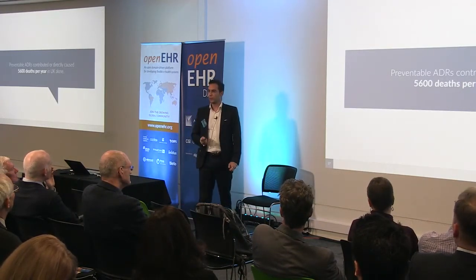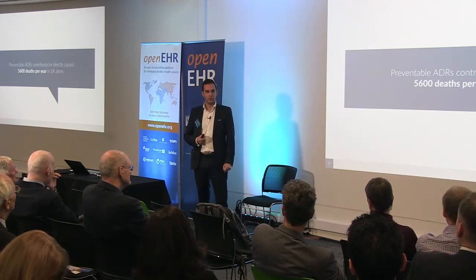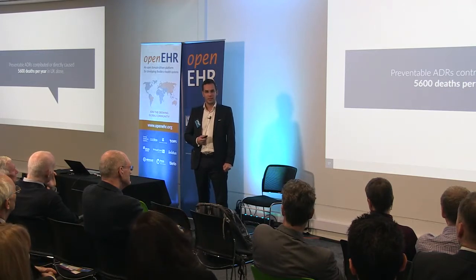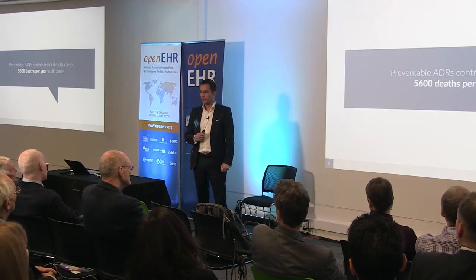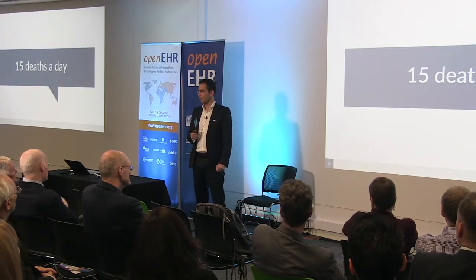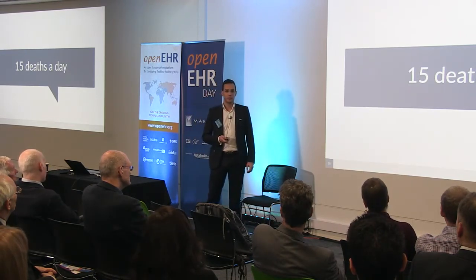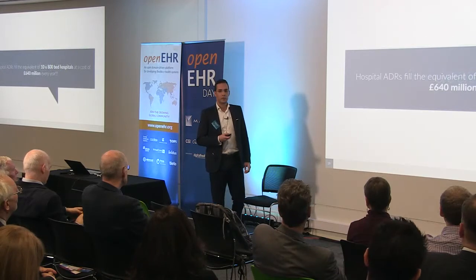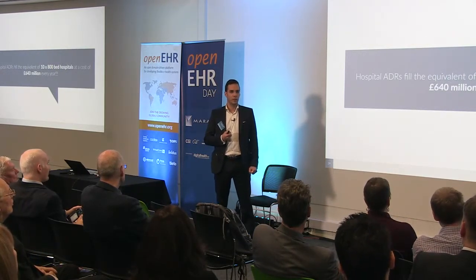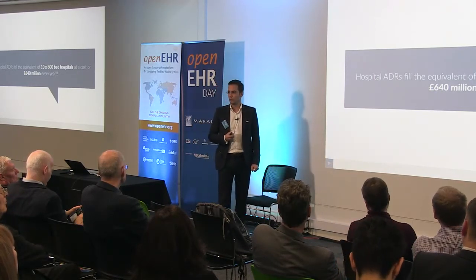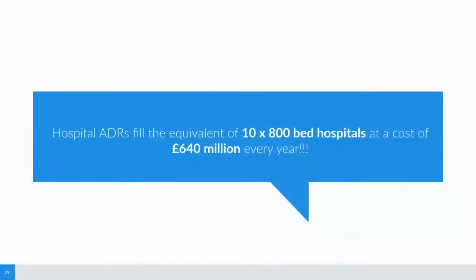Adverse drug reactions that could be prevented cause or directly or relate to almost 6,000 deaths each year in the UK alone. That's a lot. That's 15 deaths a day that could be prevented. And there's another aspect to this, not as important, but still. This costs money. And there's an estimate that this costs £640 million, again, in the UK alone. These are hospital ADRs that could be prevented.